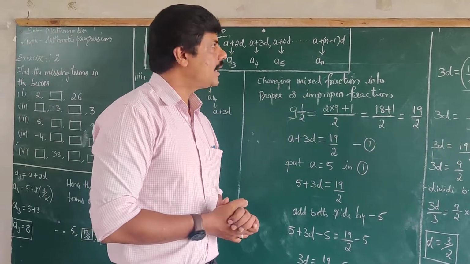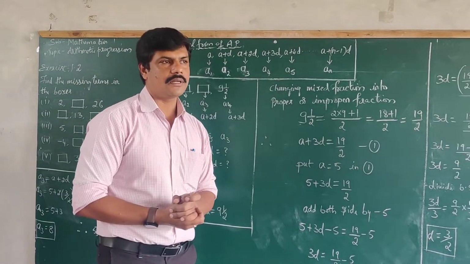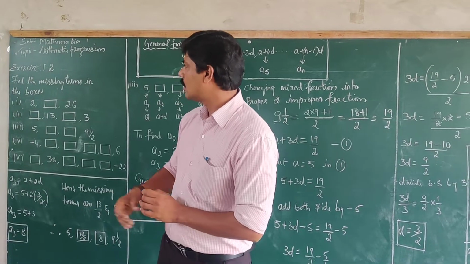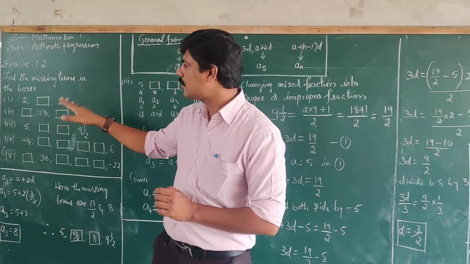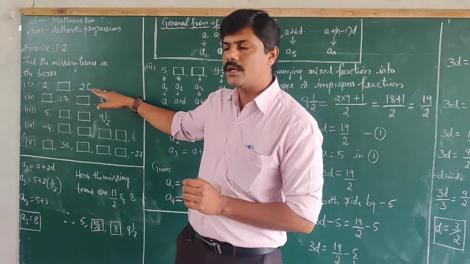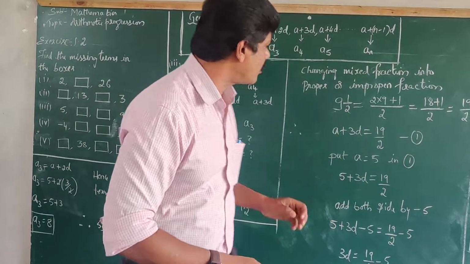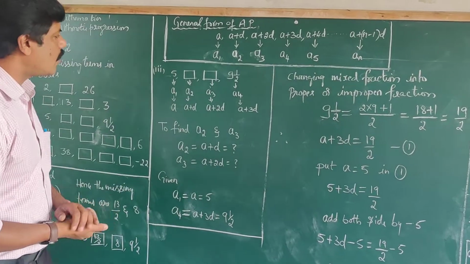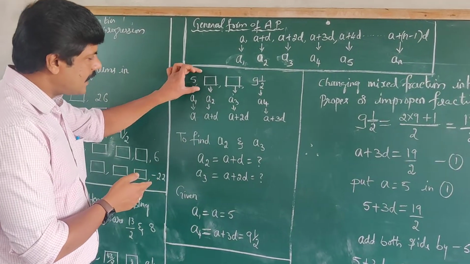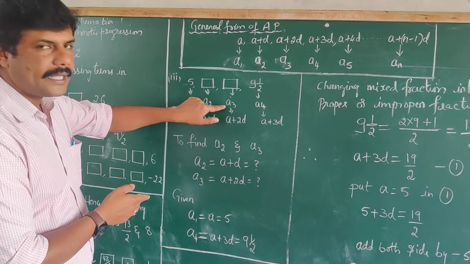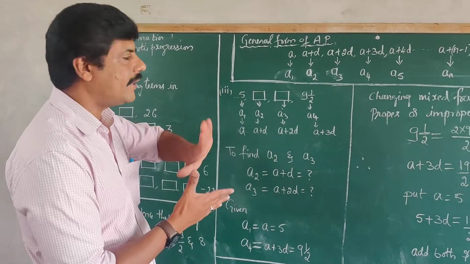Welcome back, children. We are dealing, as usual, with arithmetic progression exercise 1.2 to find the missing terms. We have already solved problems 1 and 2. Now we are dealing with problem number 3. What we need to find here are the missing terms A2 and A3.